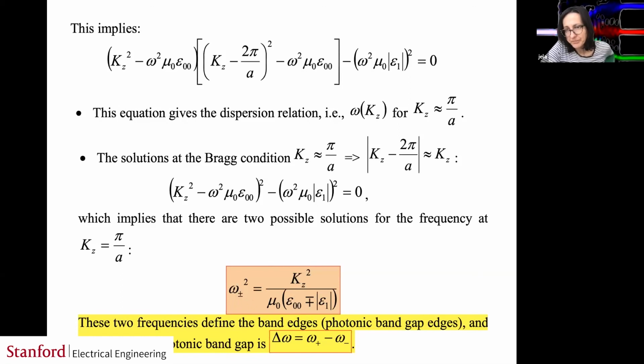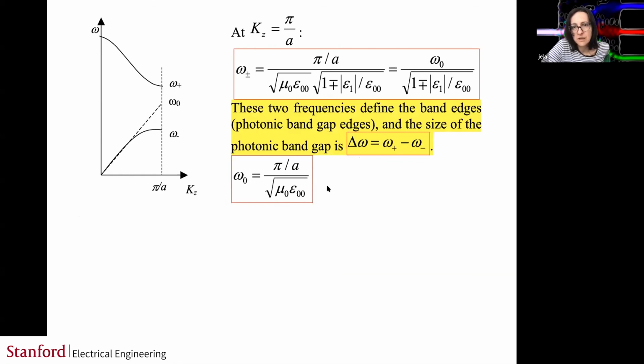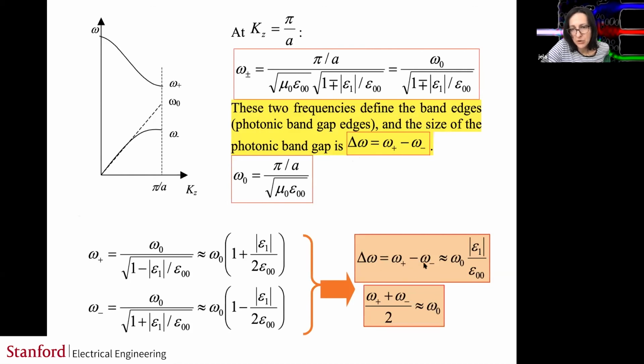So the larger the first order Fourier coefficient, which means the larger the perturbation, the larger the separation between these 2 points. These 2 points are edges of the photonic band gap, and we'll prove that there are no real, non-evanescent solutions for the field between these 2 points. So the separation between these 2 points, omega plus minus omega minus, gives you the size of the photonic band gap. If you were to calculate it, you will see that delta omega can be approximated as the central frequency of the band gap, which is the frequency you would have if there was no perturbation, times the magnitude of the first order Fourier coefficient divided by the magnitude of the 0th order Fourier coefficient, right?